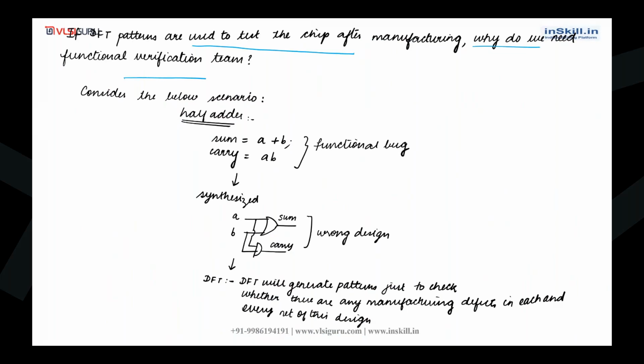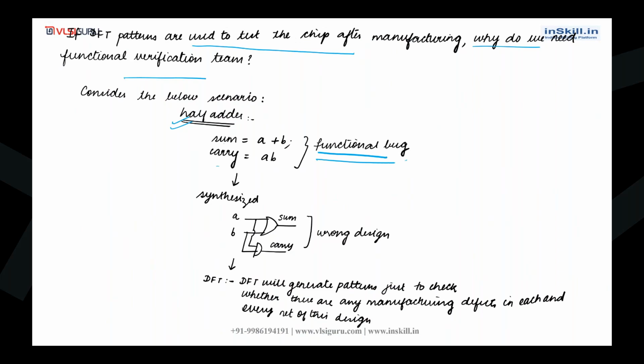So, let's consider a scenario. Let's consider an example. Say you have a half-adder design. Sum should have been A XORed with B, carry is AB. But by mistake, someone has written sum is equal to A plus B, carry is equal to AB. This is a functional bug.